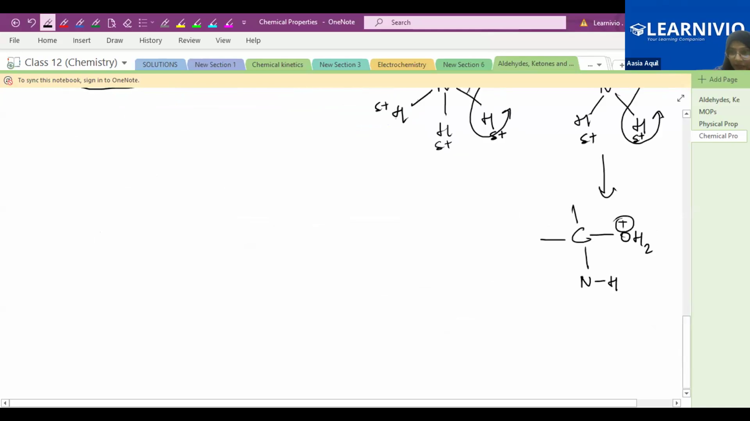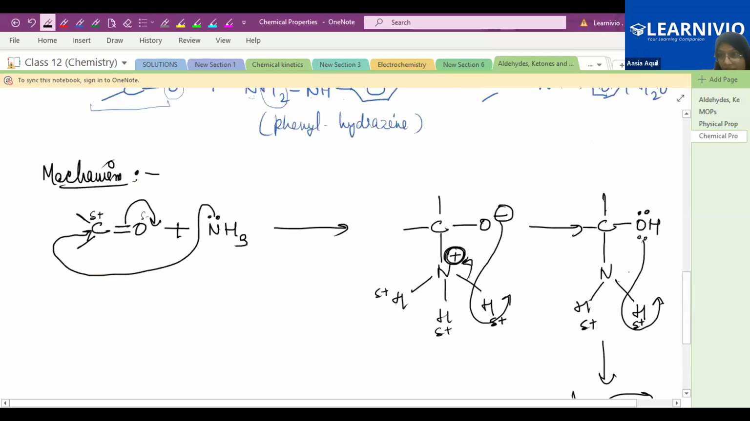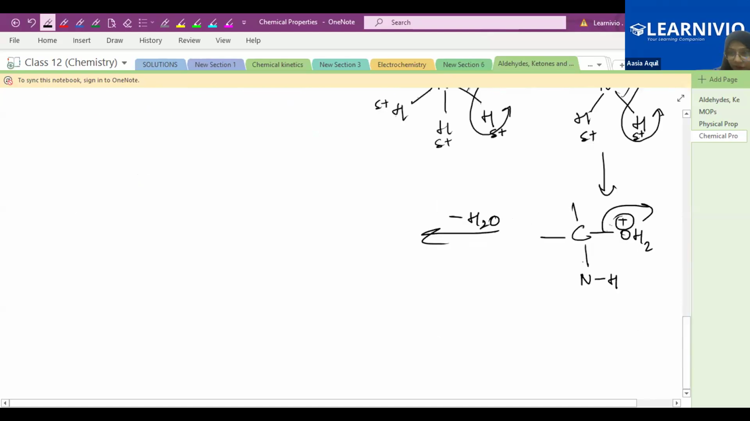In the next step, this OH2 which is unstable, so यहाँ से dehydration हो जाएगा. Water will be removed, minus H2O. One more thing: when this oxygen abstracts this hydrogen, this bond will shift here. This bond will shift here means यहाँ पे क्या आ जाएगा? There will be a double bond between the carbon and nitrogen.